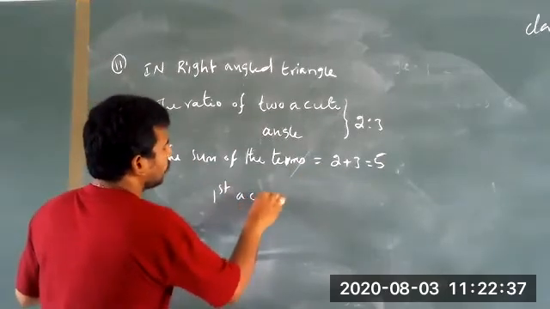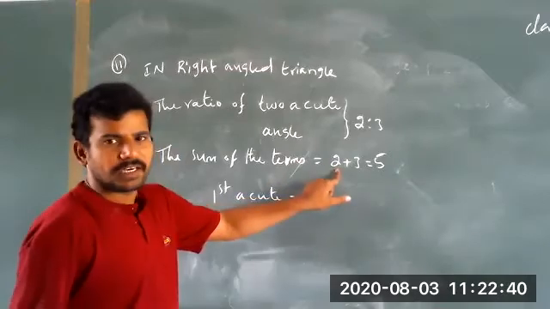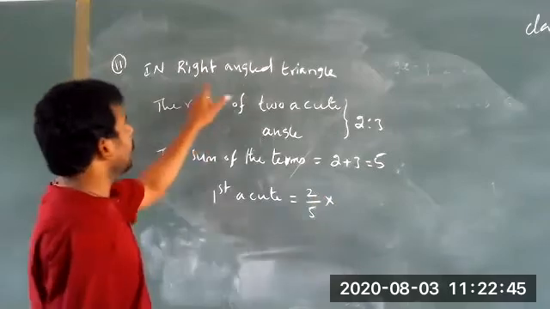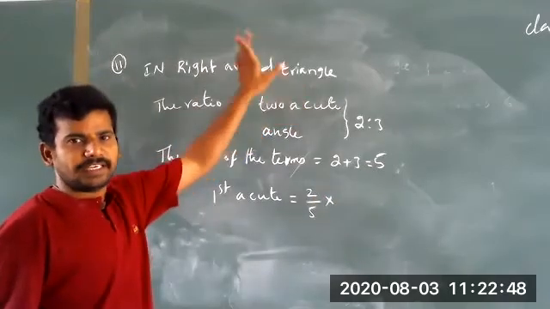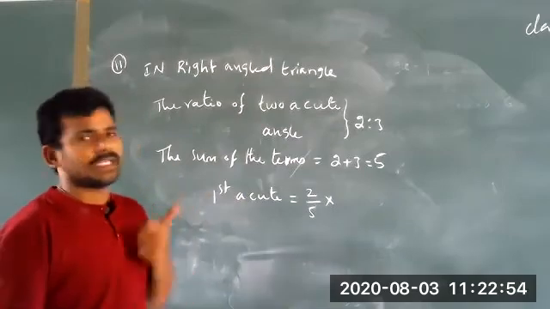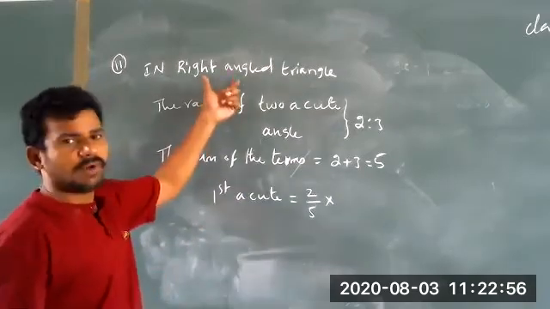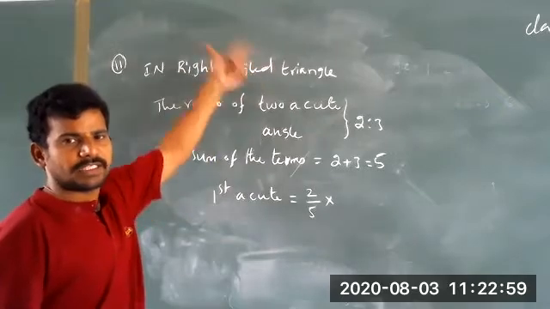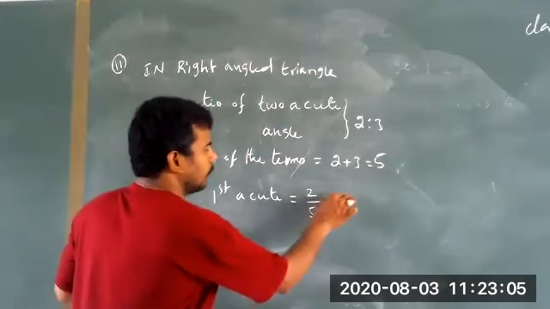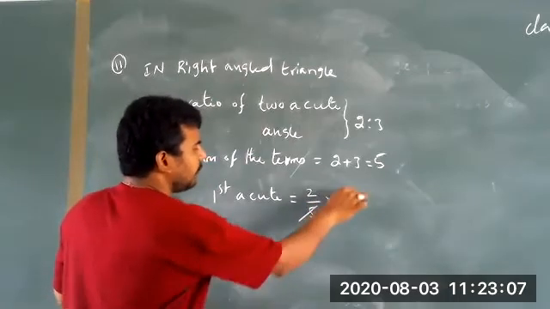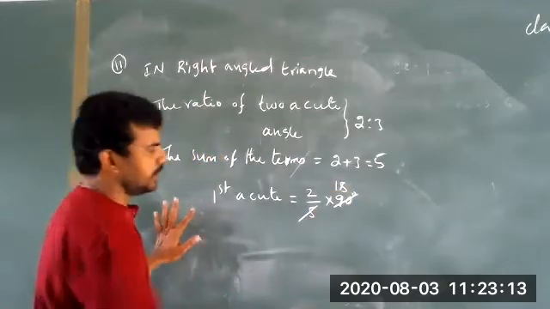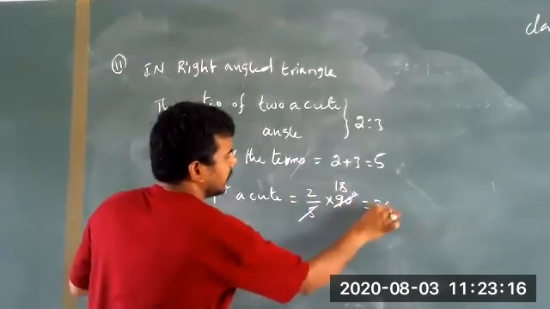First acute angle equal to, first term what, children? 2. 2 by 2 plus 3, that is 2 by 5, into the sum of the two acute angles. Already one angle is given. What about the right angle given? So that is 90 degrees. The remaining acute angles, the sum of two acute angles equal to 90 degrees. So take 90 degrees. This 5 in 90, how many times divisible, children? 18 times. 18 5s are 90. So 2 18s, 36 degrees.